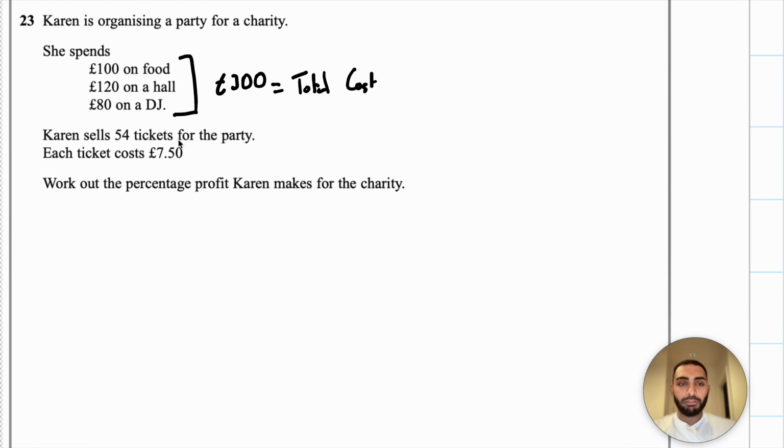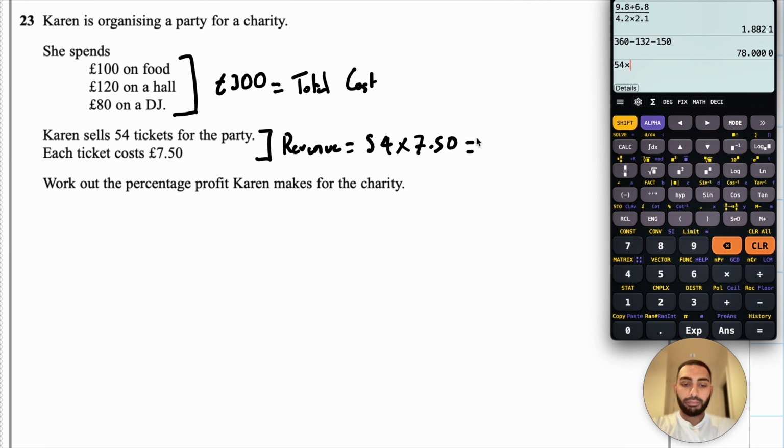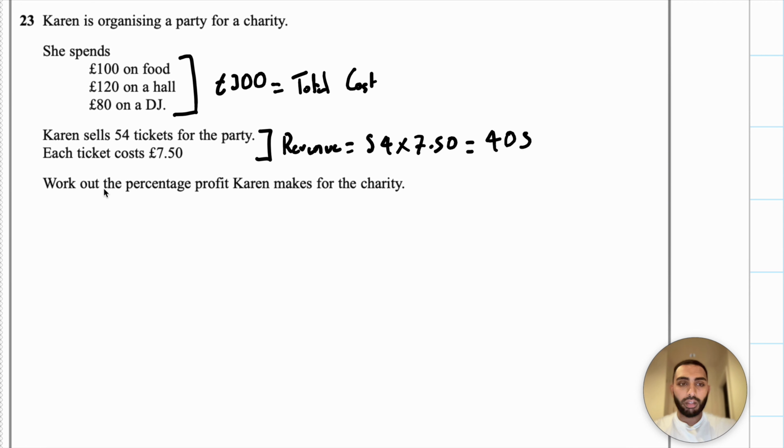Karen sells 54 tickets for the party, and each ticket costs £7.50. Let's think how much money is coming in. We call that the revenue. That's how much money is being earned. So we're doing 54 multiplied by £7.50, which is 405. Work out the percentage profit Karen makes for the charity.